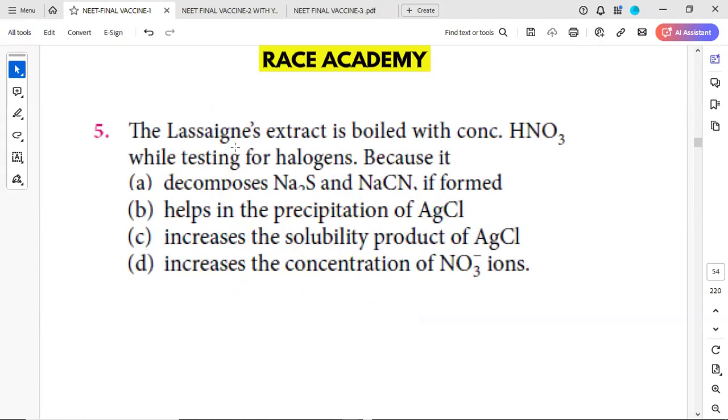Let's move to the next question. Question number 5. The Lassaigne's extract is boiled with concentrated nitric acid. As you all know, with concentrated nitric acid, if you boil the Lassaigne's extract for testing halogens, what is the reason behind that? It decomposes the sodium sulfide and cyanide in the chemical reaction. So why is Lassaigne's extract boiled with concentrated nitric acid while testing halogens? Because for halogens, you should remove the sulfur and nitrogen elements from the compound. So the first option is the right option for this question. Good question they have asked.